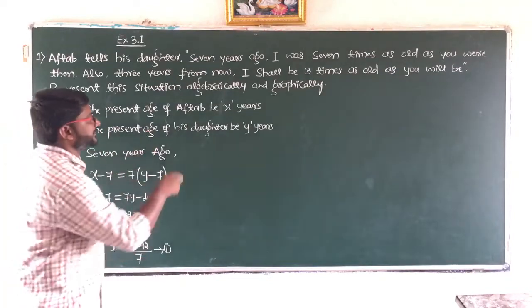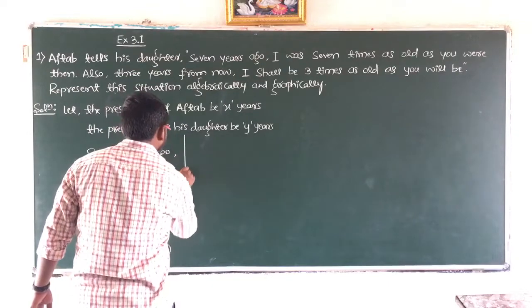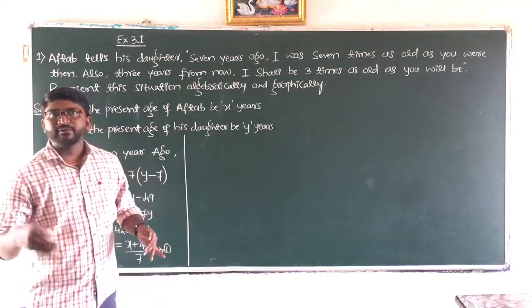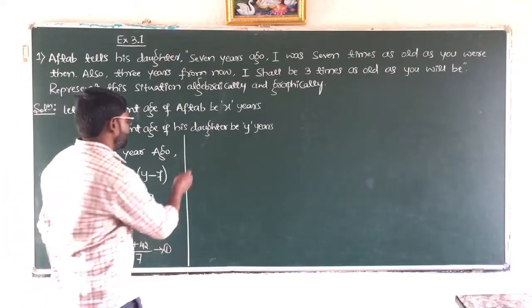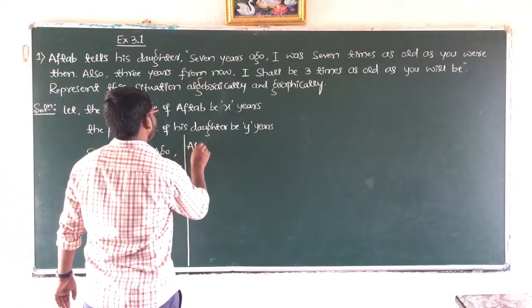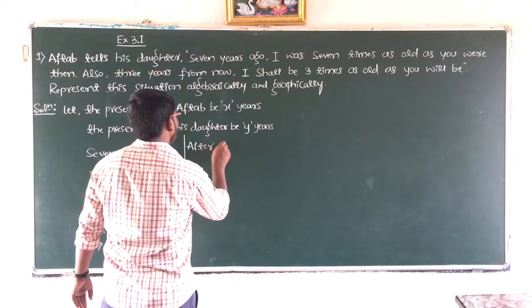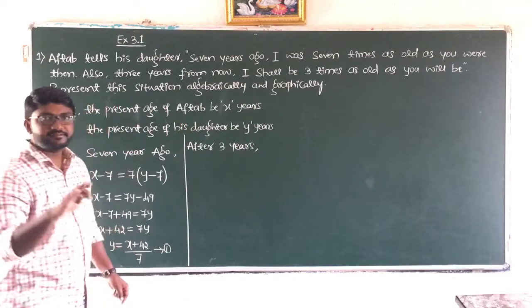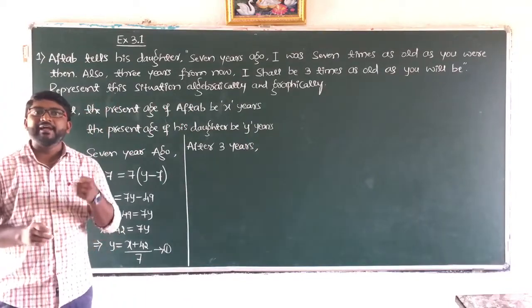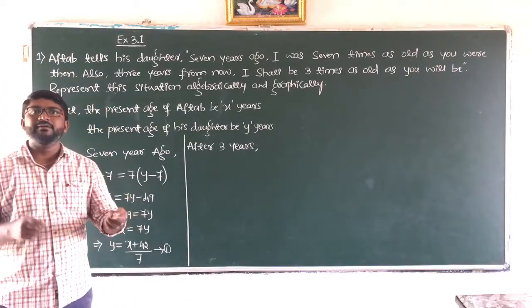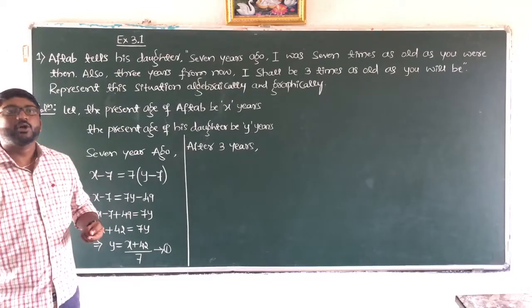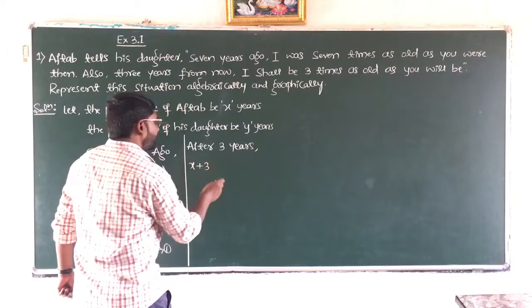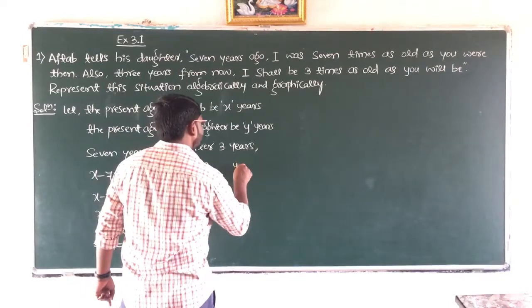Now we'll go for the second condition. What is the second condition here? It is 3 years from now, which means after 3 years. So the second case is after 3 years. After 3 years means we have to add 3 to the present age of Aftab and 3 to the present age of his daughter. So after 3 years we get X plus 3 and Y plus 3.